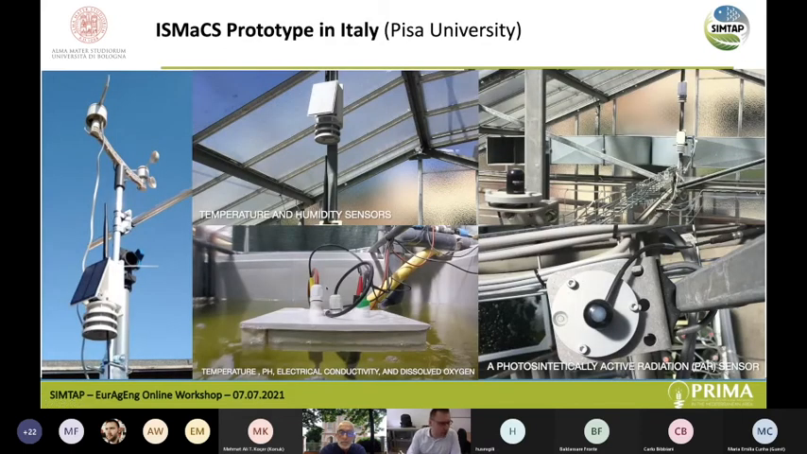You are now seeing a few pictures of our prototypes in Pisa. In this case, we measure the external conditions, temperature and humidity within the greenhouse, temperature, pH, electrical conductivity and dissolved oxygen in the water where the fish grow, and also photosynthetically active radiation, which means light inside the greenhouse. So this was our very first pilot where we started testing the system and collecting data. It's completely operational at the moment, and it's providing data for operation and for further analysis.